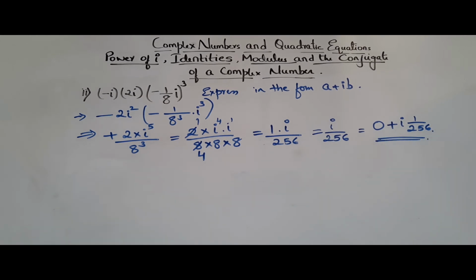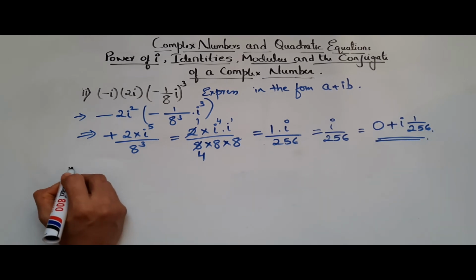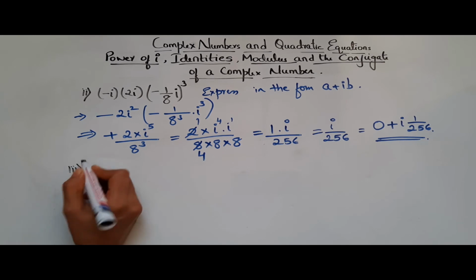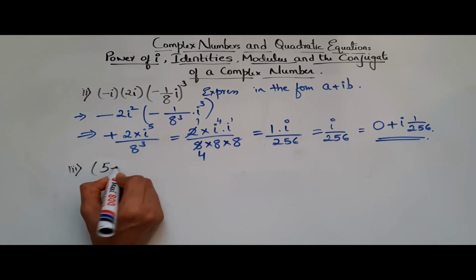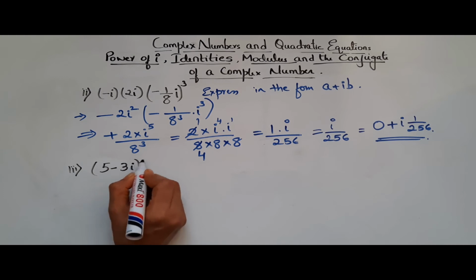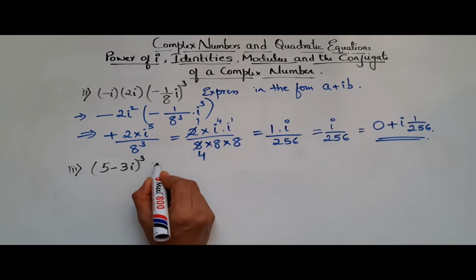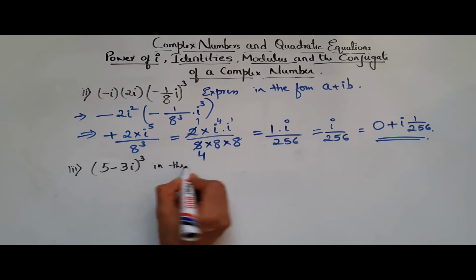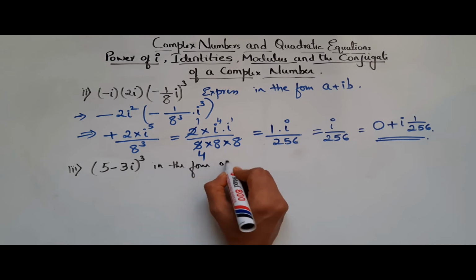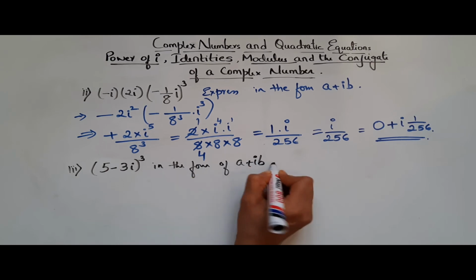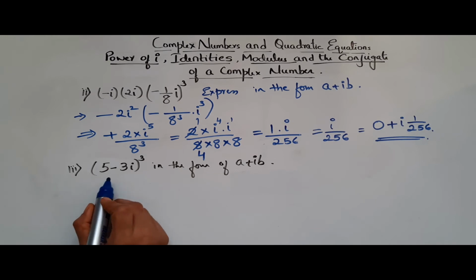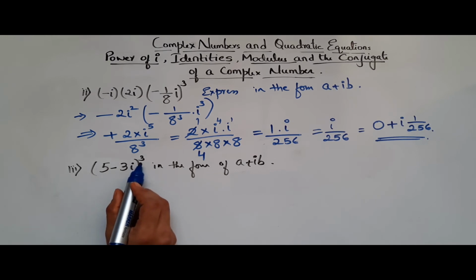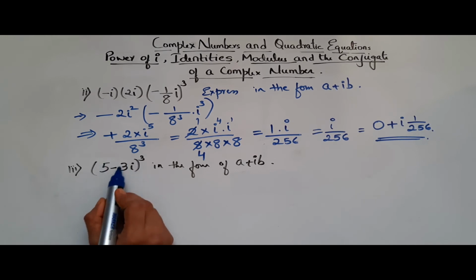Now let me give one last example. We have to express (5 - 3i)³ in the form a + ib. So here this is of the form (z1 - z2)³. We know z1 is 5 and z2 is 3i.